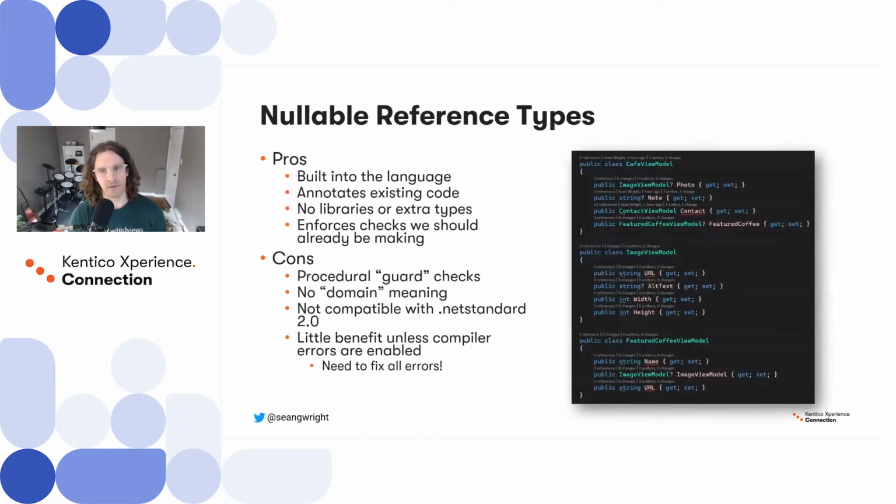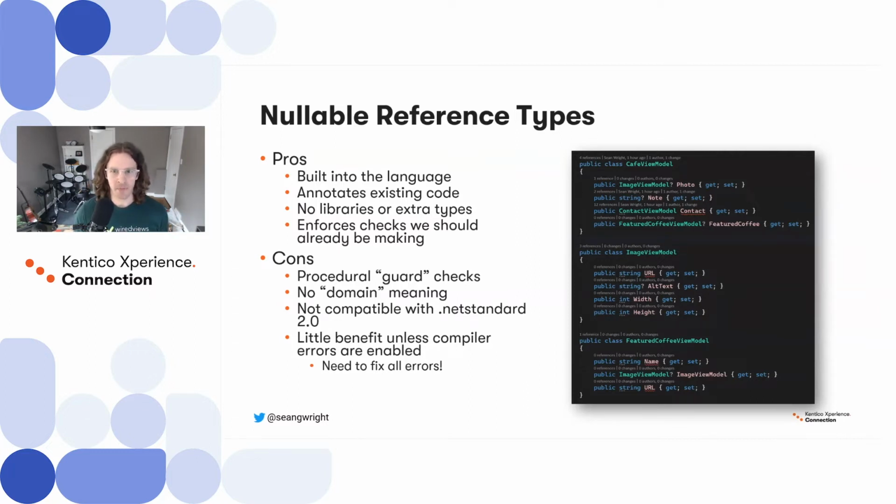So the nullable reference types, or the pros. It's built into the language. We can just annotate existing code to turn this on. We don't need extra libraries or extra types in C# to make this work. And this enforces checks that we should already be making in our code.